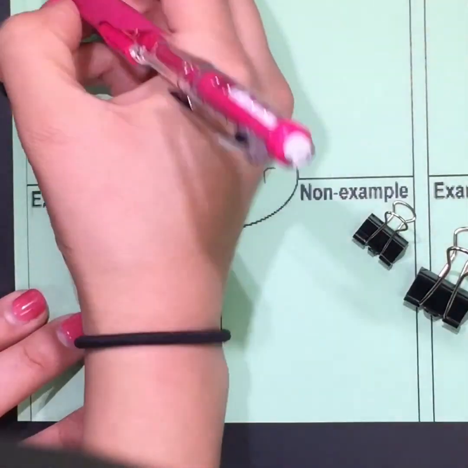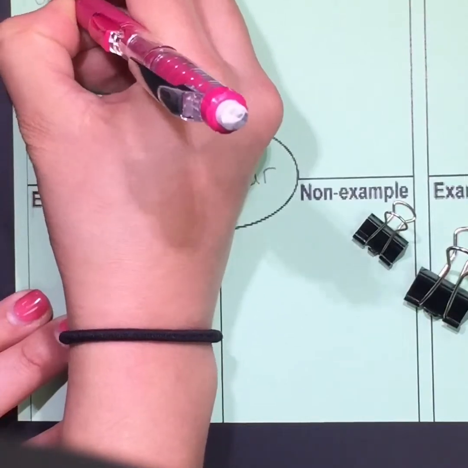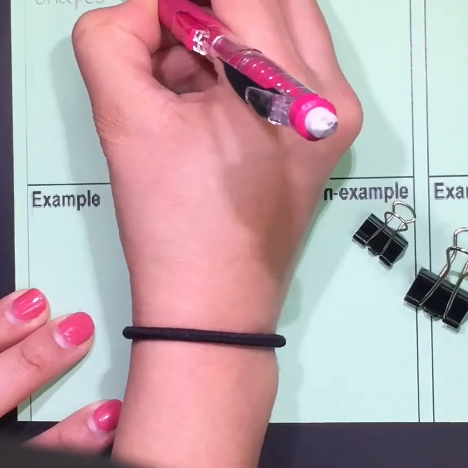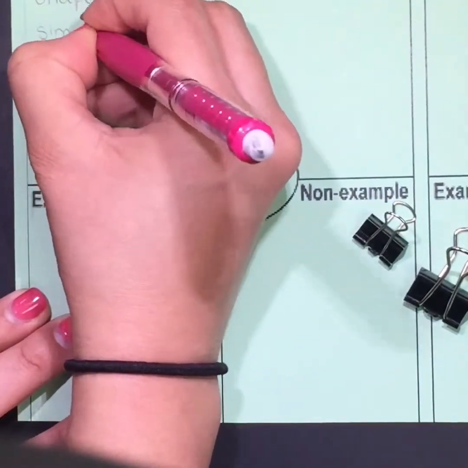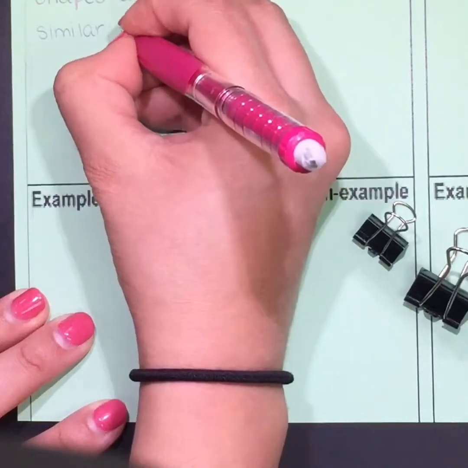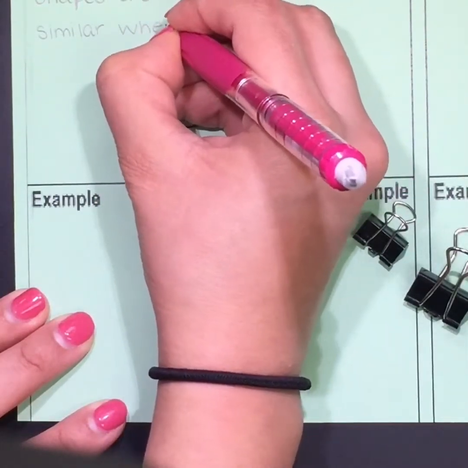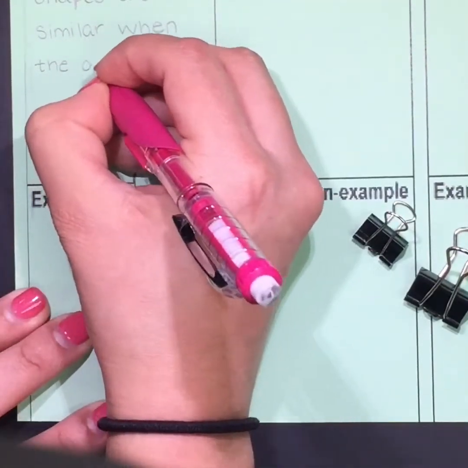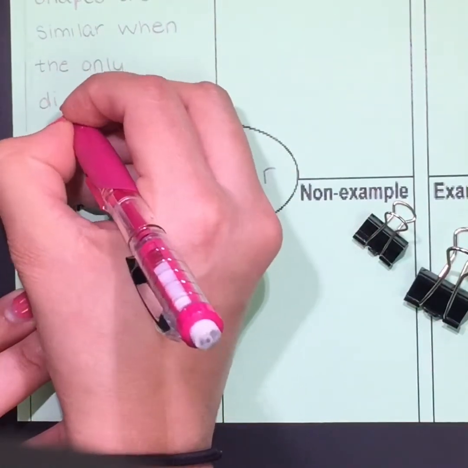Okay, so for my definition, I'm going to put shapes are similar when the only difference is their what? Their size.